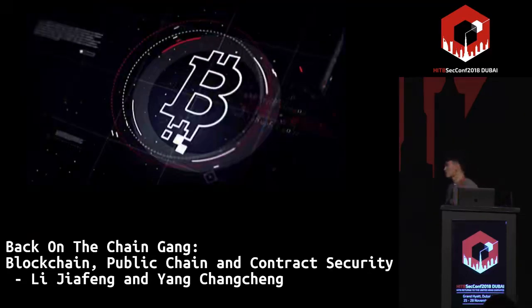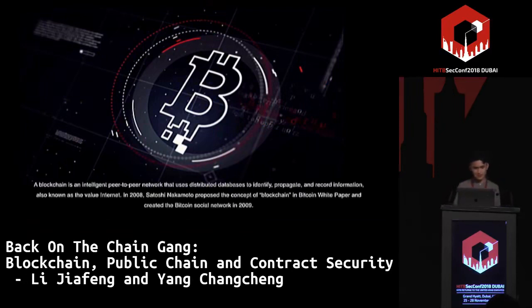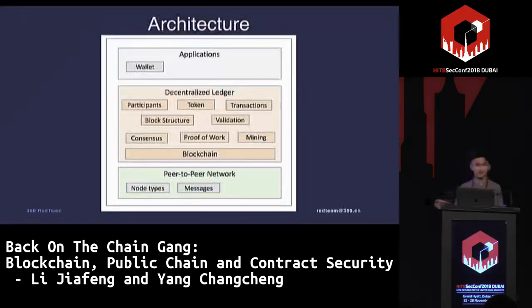First, introduction and background. We need to know what the blockchain is and how it is defined. Okay, a blockchain is an intelligent peer-to-peer network, or blah blah blah. After I read this sentence, I have the same question: what the heck is the blockchain? So we need to figure it out. This is not important. So this is our architecture.